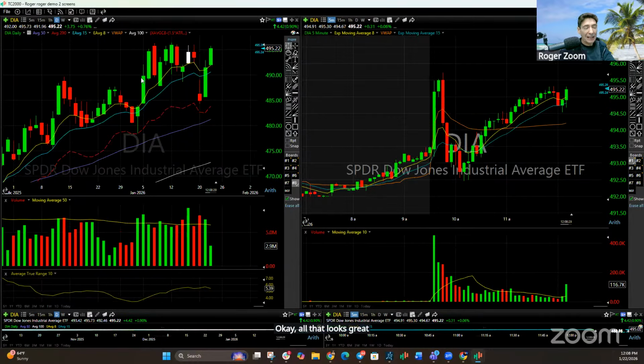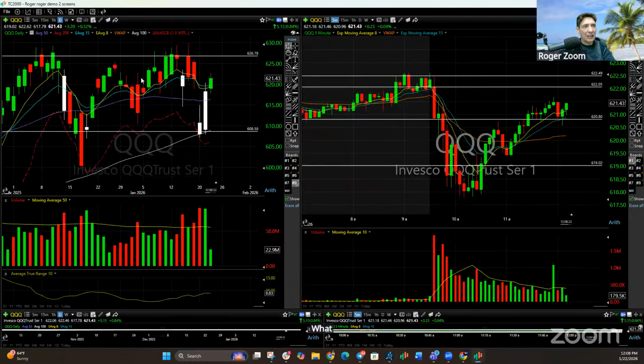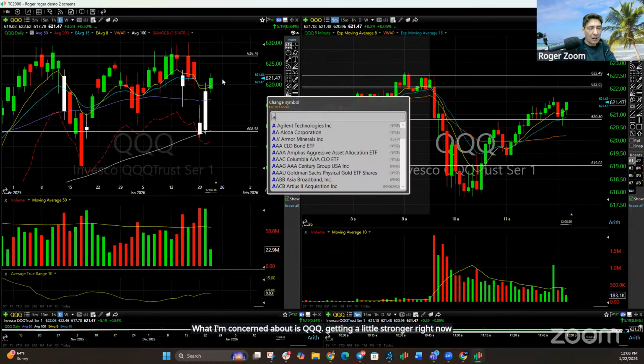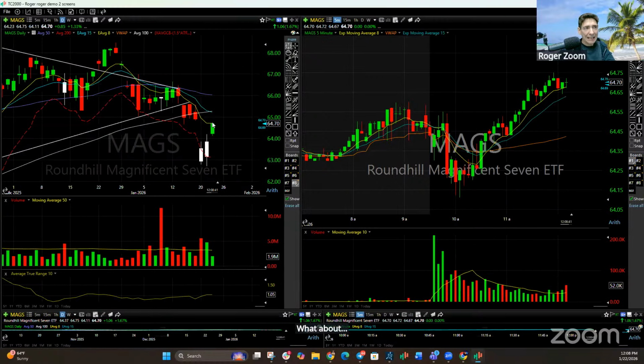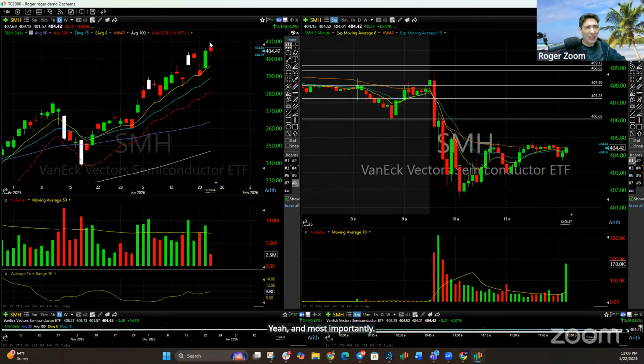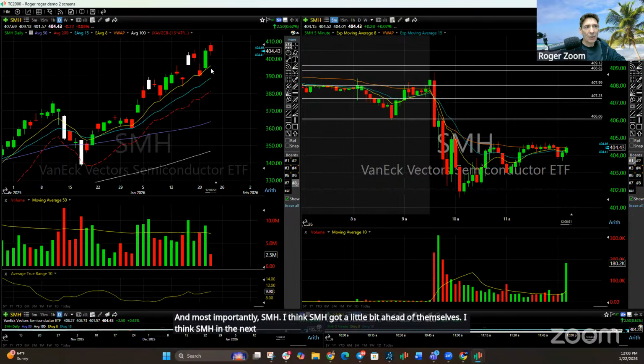What I'm concerned about is QQQ getting a little stronger right now. MAGs. Concerned about MAGs, which are only at the 8-day right now. They have to really work quite a bit to get up there. And most importantly, SMH. I think SMH got a little bit ahead of themselves. I think SMH in the next 2 days is going to come down right here.